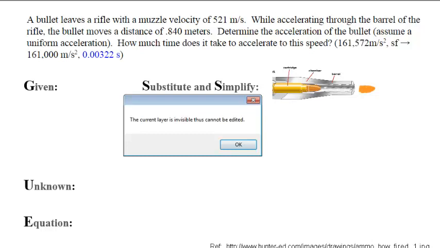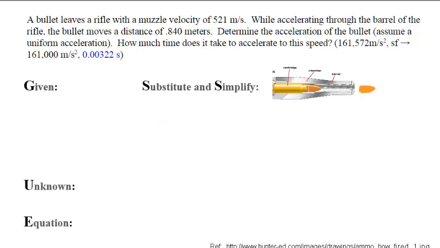Determine acceleration, and then later on you need to determine time. Okay, so in this diagram of a rifle, you have a bullet, and what can we say about its velocity? Its velocity initial equals 0 meters per second. And the problem gives me a final velocity. So that's velocity final equals 521 meters per second.